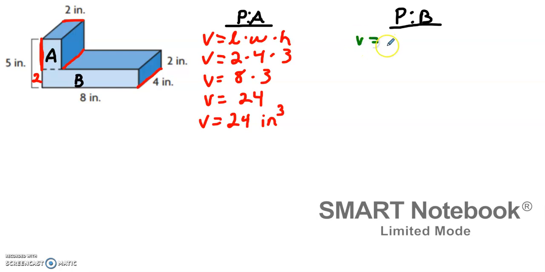Now I need to do the same thing for my B. So I'm rewriting the formula. I always rewrite the formula. And I don't know what the volume is. That's something I got to find.